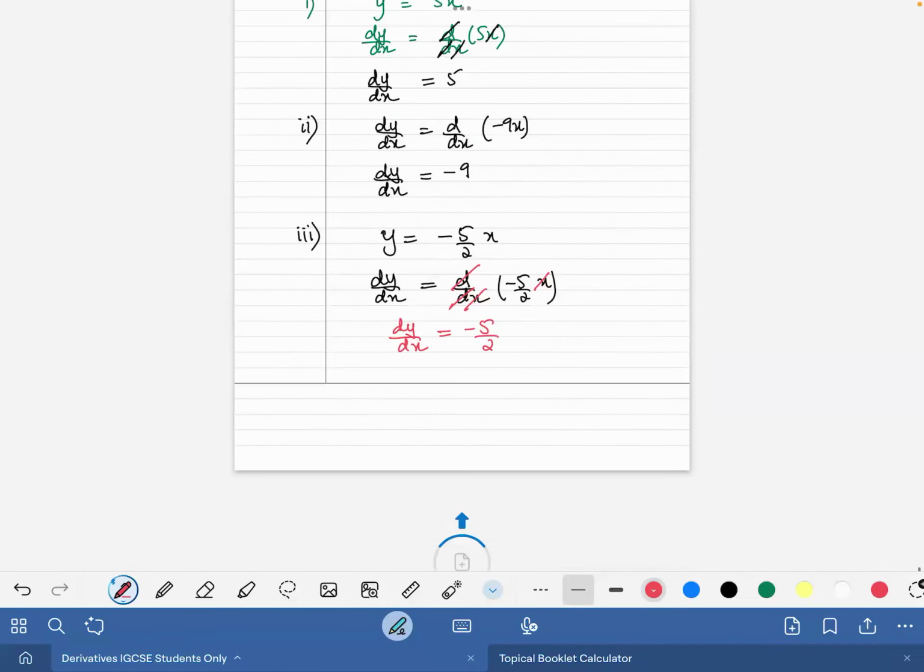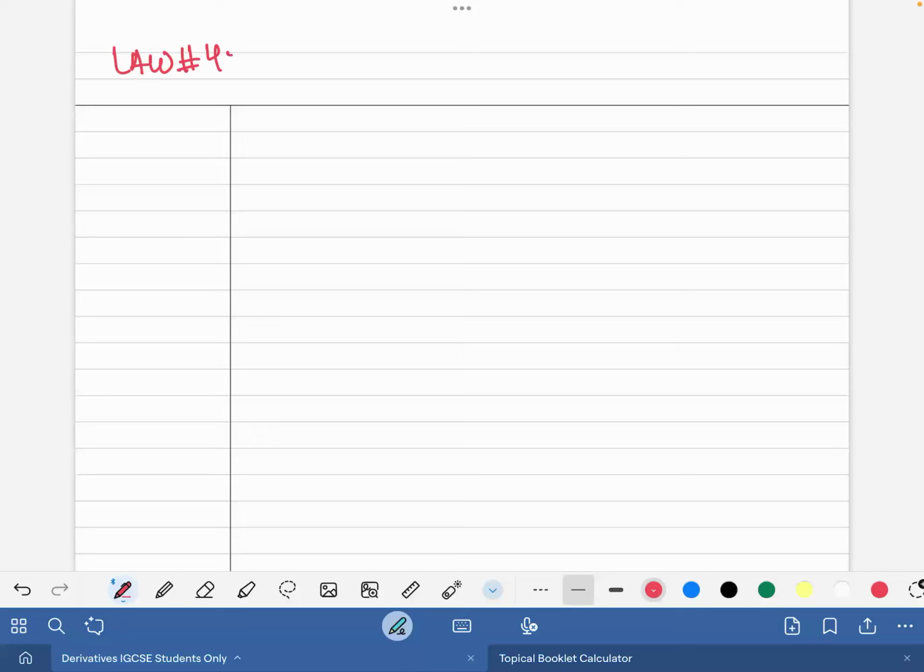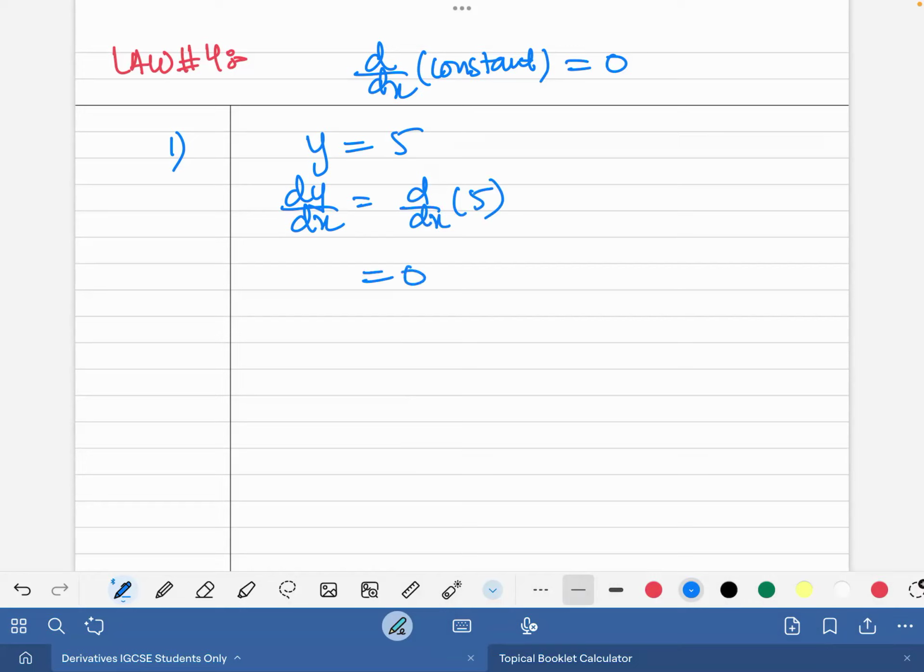Law number 4, and in the end I will combine all of them. Okay. Law number 4 is the derivative of a constant: d by dx of any constant number is equal to 0. Like, let's suppose y is equal to 5. So dy by dx is equal to d by dx of 5. So the derivative of any constant number will be 0.